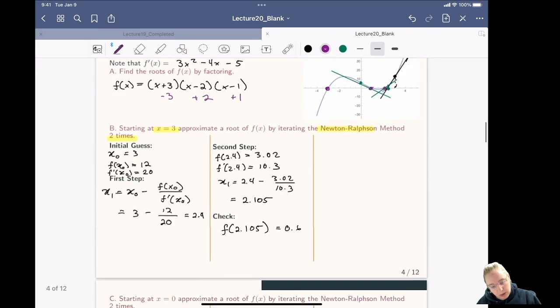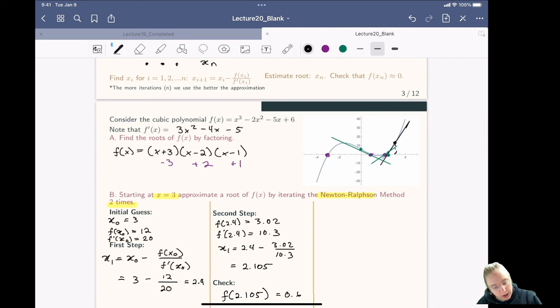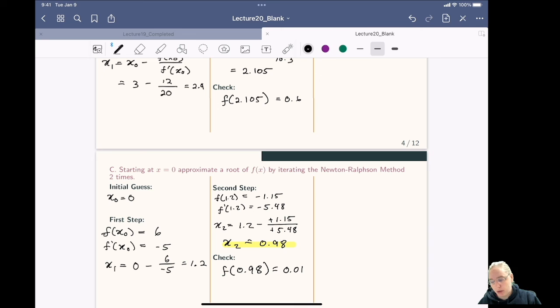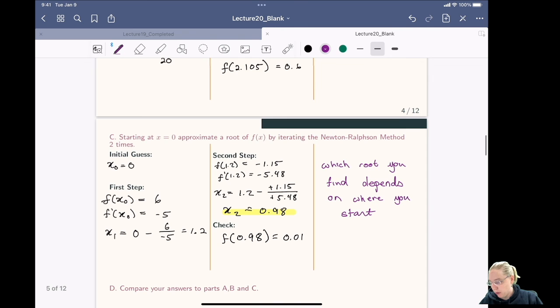All right, the thing that I really wanted you to notice here is that if we started over here at a value of 3, then we come really close to finding the root at 2. If we start at 0, we come really close to finding the root at 1. So where you start can change which root you find. If a function has more than one root, then which root you find depends on where you start. So you might want to try starting in multiple different places.